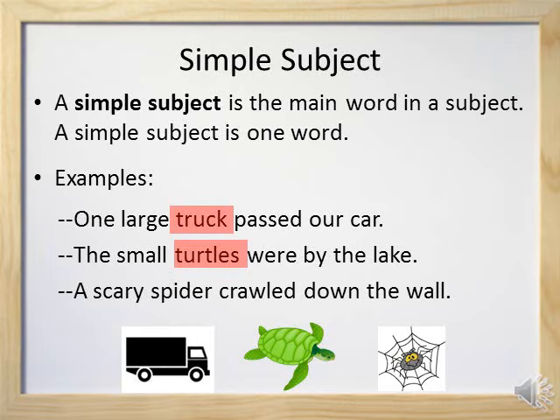And finally, a scary spider crawled down the wall. What is the action in this sentence? The action is crawled. Who or what did that action? Spider. Spider is the simple subject of this sentence.